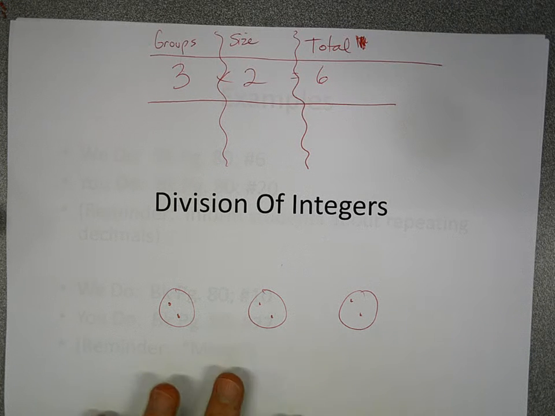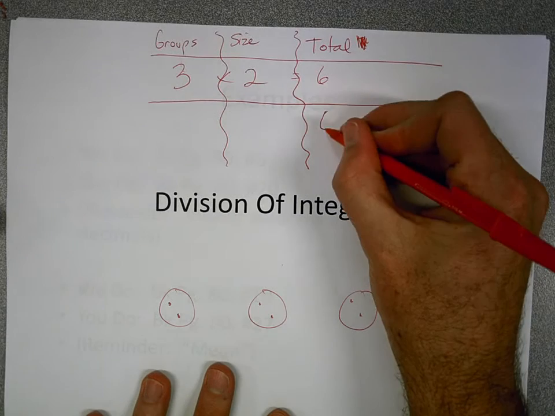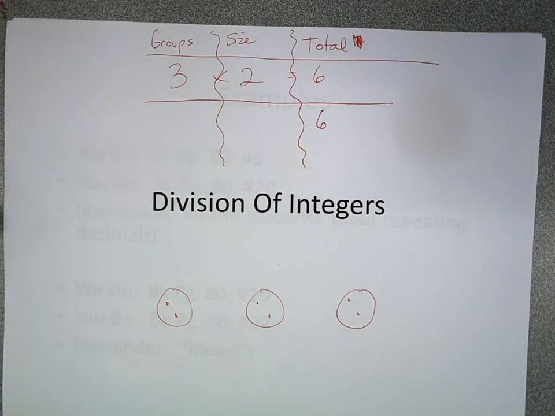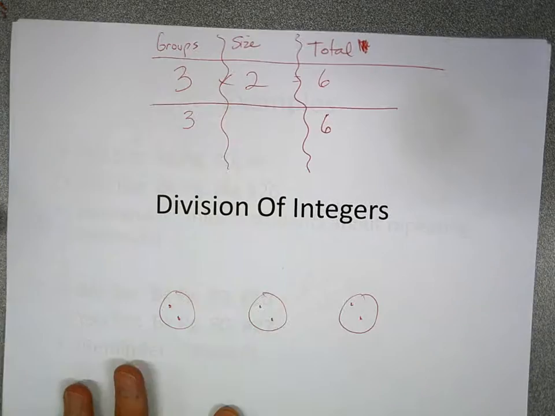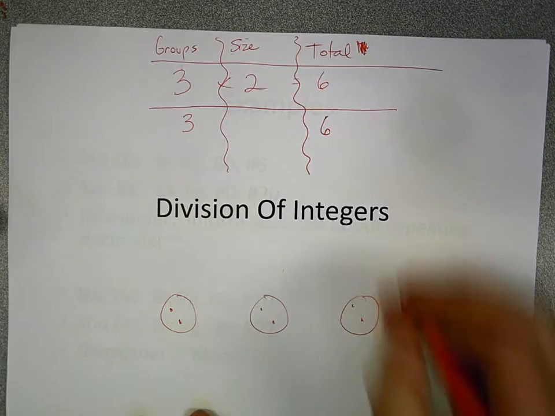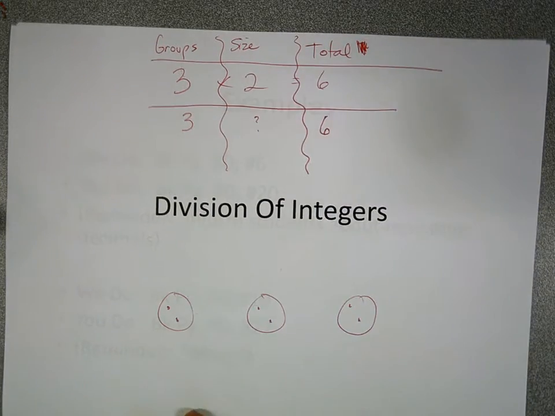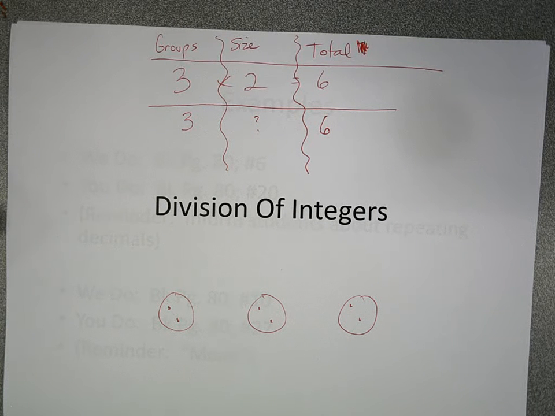Okay, here's what they did. They actually started off by giving you the total amount of marbles there were. Then they turn around and they tell you the groups. But what they're asking you is, what's the size of each group? Okay, that's a division problem. They're not asking for the total, they're giving the total and they're asking you for a different part of it.